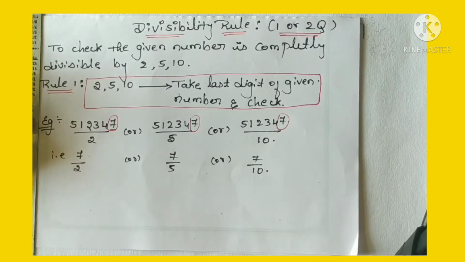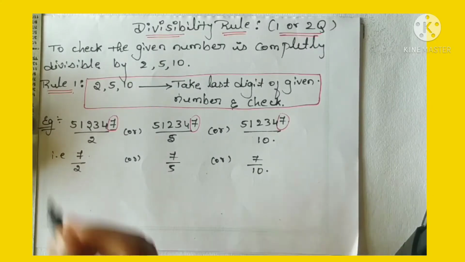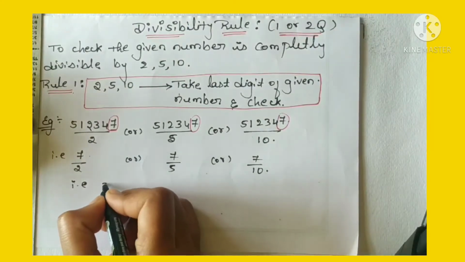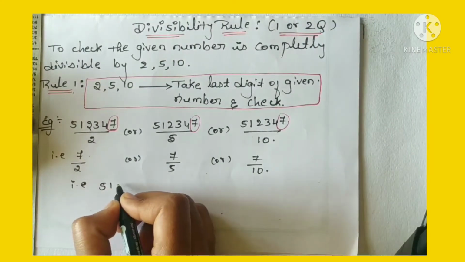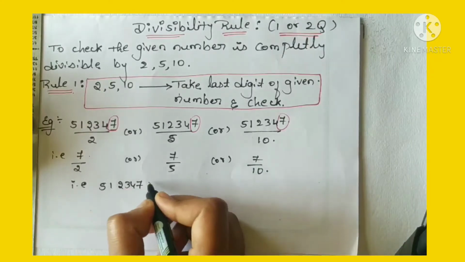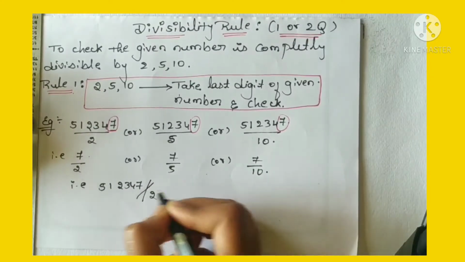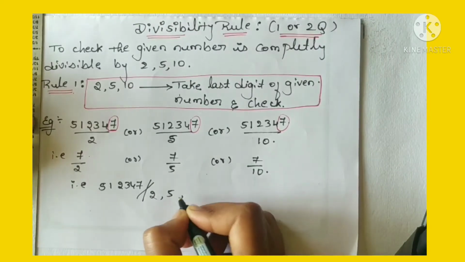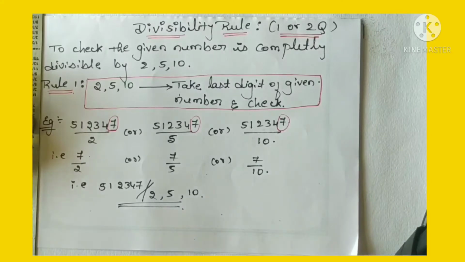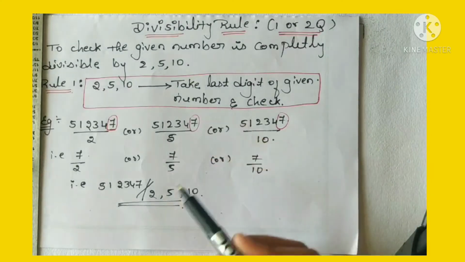2, 5, 10 do not divide the given number, that is 5 1 2 3 4 7. It is not divisible by 2 or 5 or 10. Okay, this is clear. This is all about this rule.